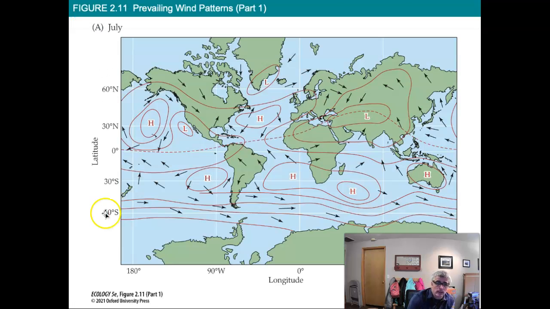So here are some examples of prevailing wind patterns. Now there's a few things happening here. One is you have a number of H's and L's. These are high and low, so high and low atmospheric pressure. And then the arrows represent the direction of the wind.